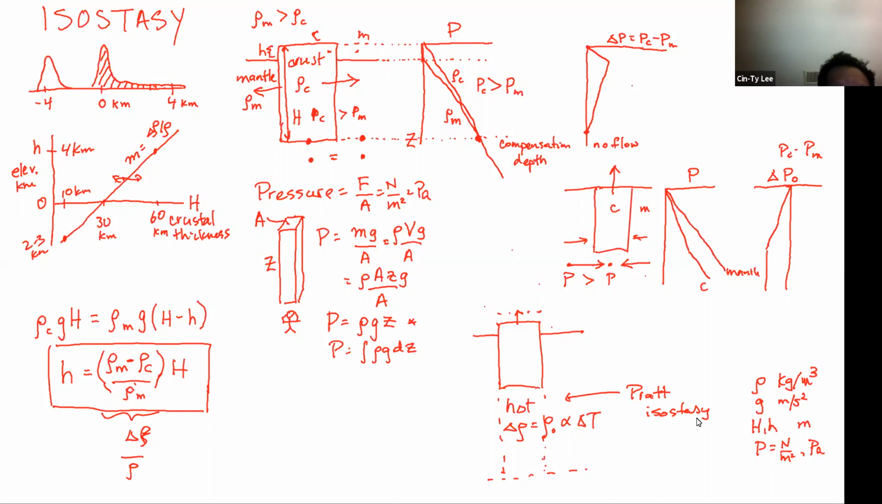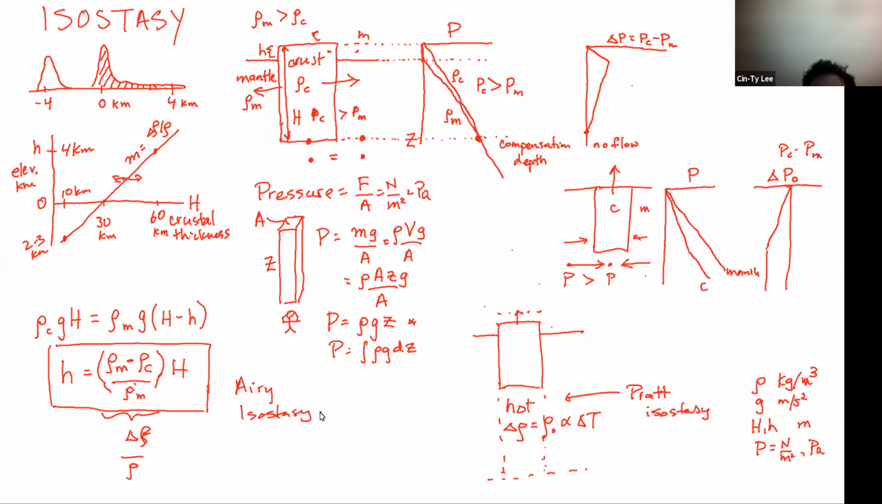And then the iceberg scenario that I've been talking about, where the elevations are compensated by a low density crustal root, would be called Airy isostasy.